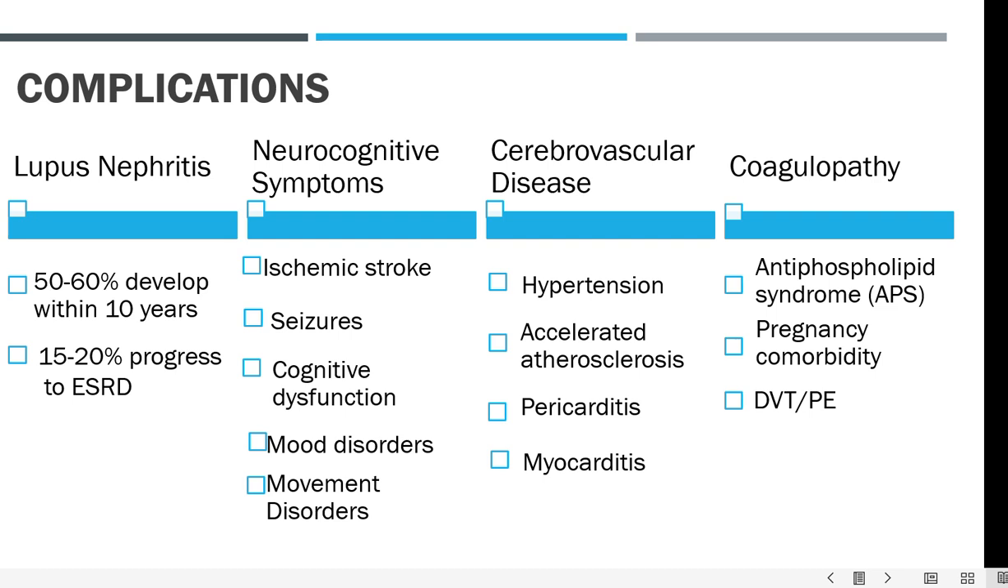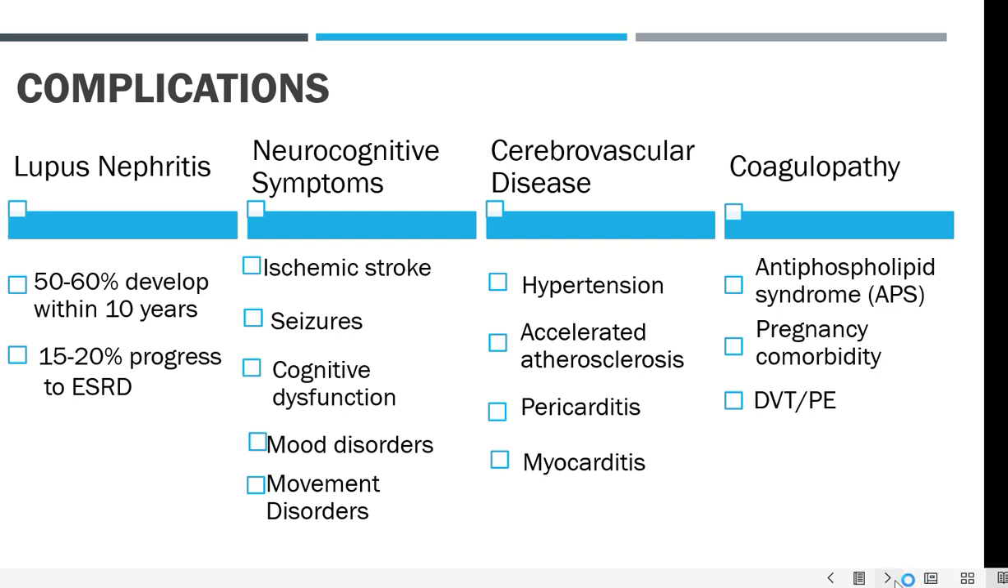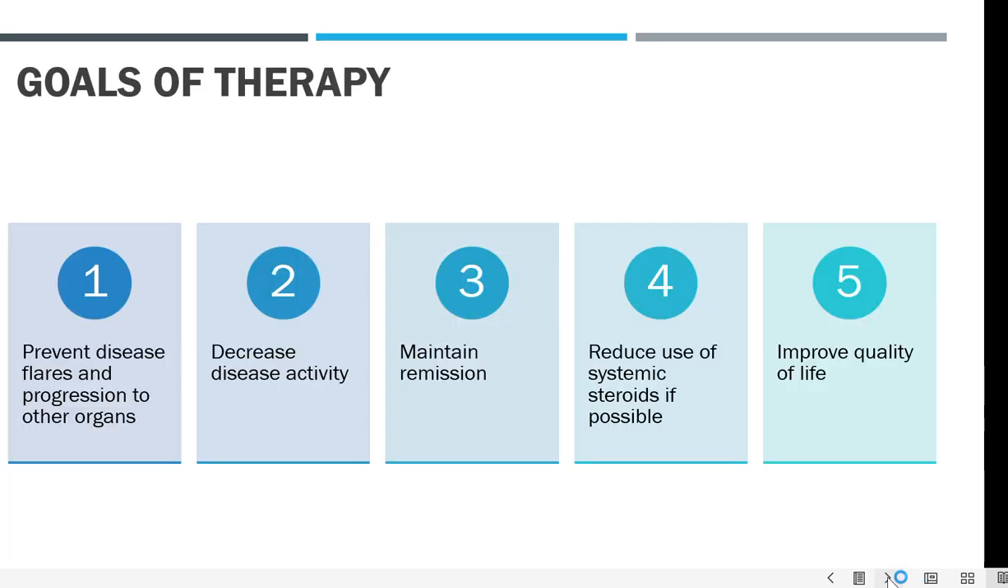Thinking about some of our treatment considerations, our goals of therapy are to prevent disease flares and progression to our other organs. First and foremost, we want to decrease disease activity, the things that may harm patients' quality of life. We also want to maintain remission, the amount of time that patients are disease-free, and reduce the use of systemic steroids if possible.